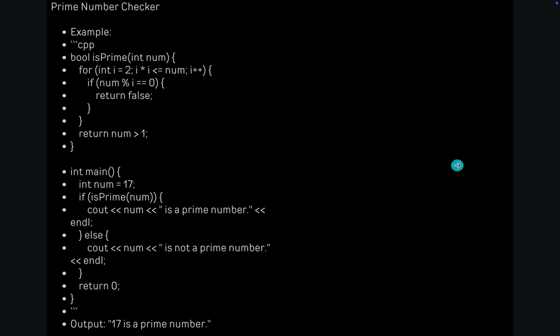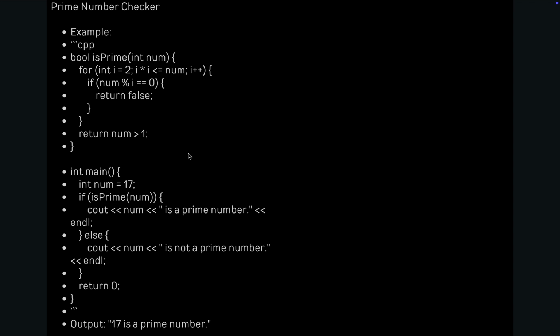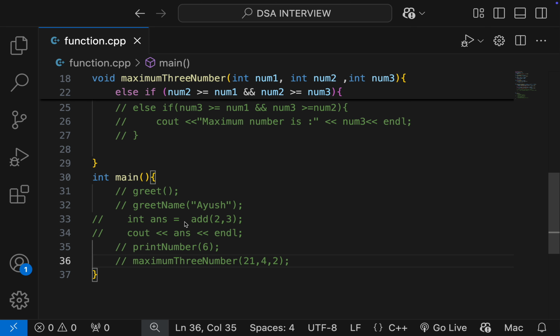Let's move forward. Okay, in this problem I have to find out whether the number is prime or not. So what is the definition of a prime number? To be a prime number, the number should be divisible only by 1 and itself. That's it. That is the definition of a prime number. It means that it does not have multiple factors. Simple.